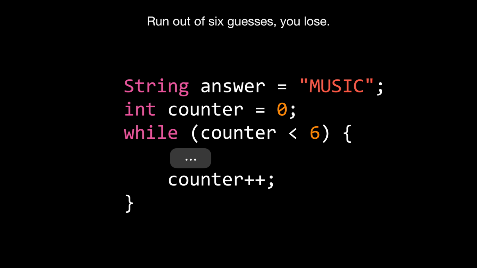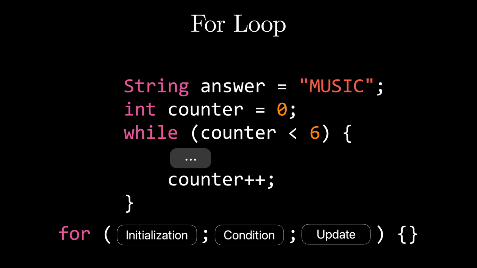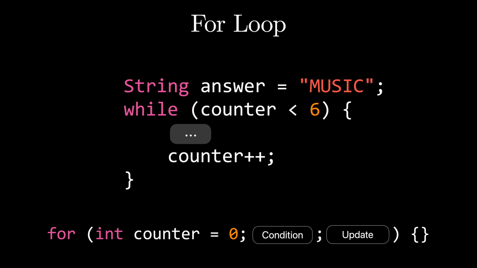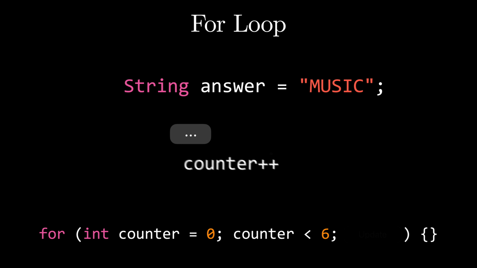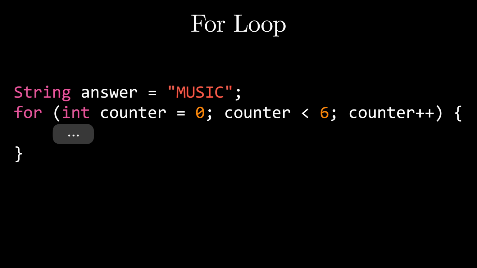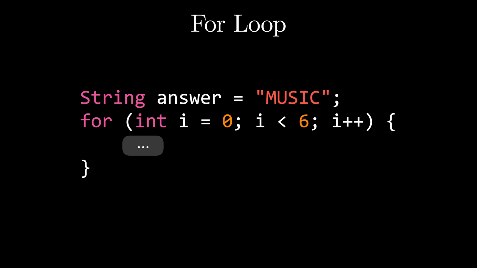This logic is often called by another name, the for loop, since it repeats for a certain number of times. We use the for keyword with 3 components: initialization, which runs once before the loop, the condition, which tells when to end the loop, and update, which runs at the end of each cycle. Programmers often use I, J, or K as counter names.